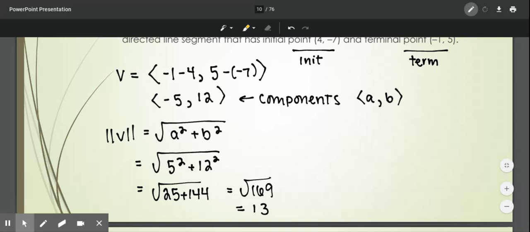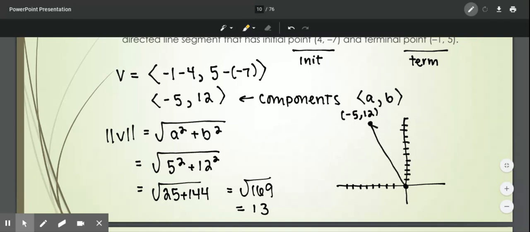So here's what we just did, visually, so you have an idea. If we were to graph this vector, we would go out -5, 1, 2, 3, 4, 5, and up 12, and we would have this point up here. This would be the point -5, 12. And our vector would have its initial point at the origin, and then we would draw that directional line. That's the vector that we just talked about.